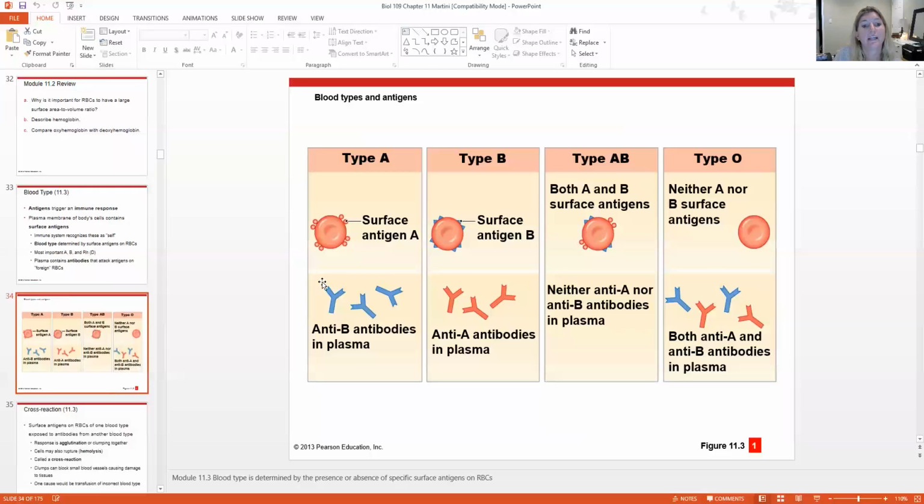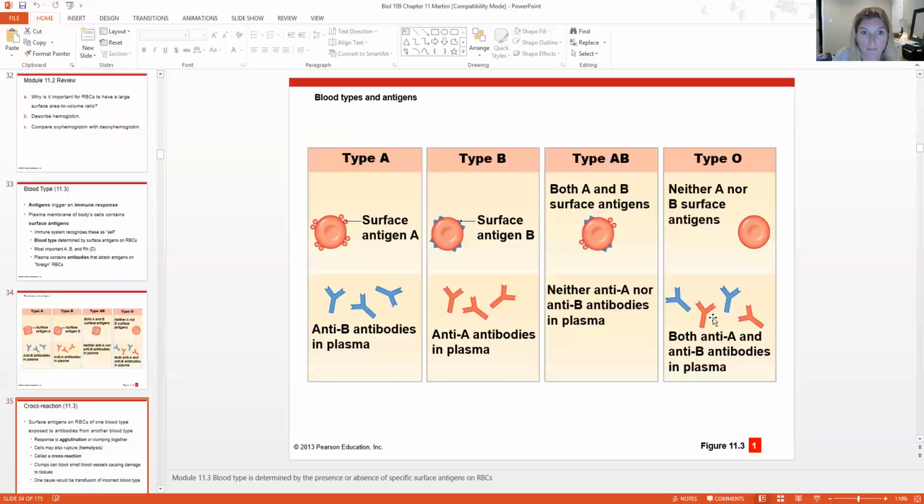So look here, if you have blood type A, you're going to produce anti-B antibodies. If you have blood type B, you're producing anti-A antibodies. If you have blood type AB, well, guess what? You don't have any antibodies against blood types because you have both of those antigens. But if you're blood type O, you're going to produce anti-A and anti-B antibodies.